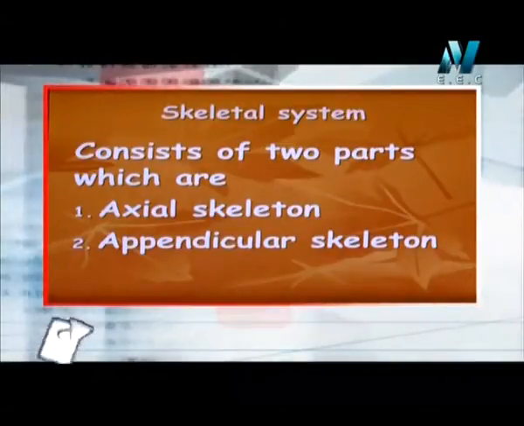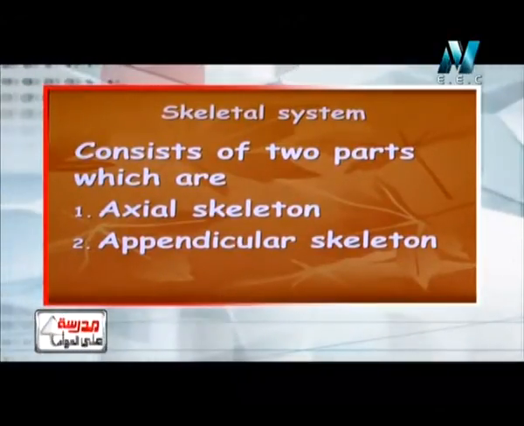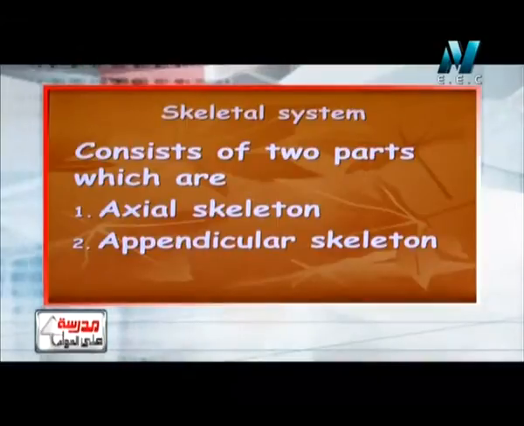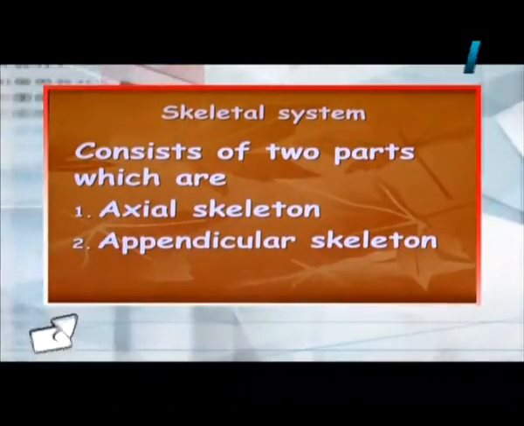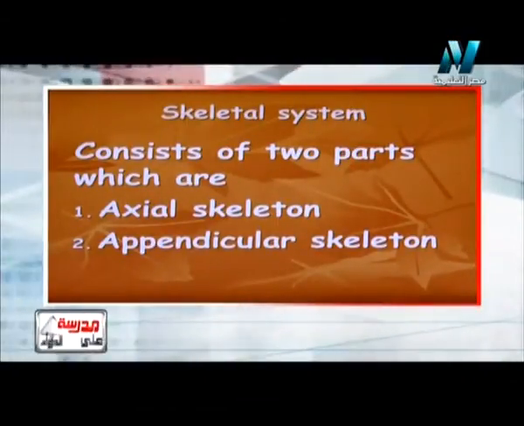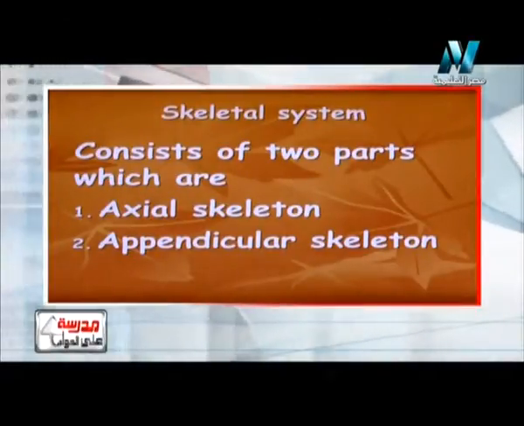Again, the skeletal system consists of two main parts, which are the axial skeleton and the appendicular skeleton. Again, the axial skeleton, الهيكل المحوري, and the appendicular skeleton. So now, what are the components of the axial skeleton?